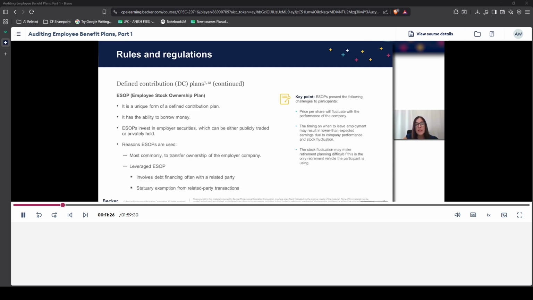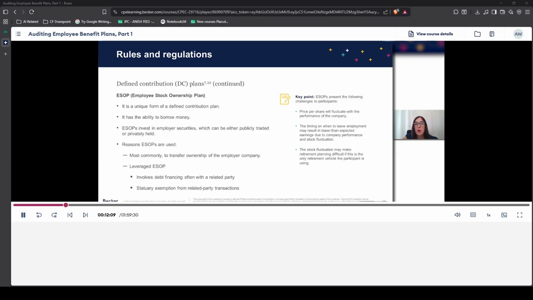Another type of DC plan that you may encounter would be an ESOP. This is an employee stock ownership plan. With your employee stock ownership plan, again, you still have your individual account balances, but generally you only have contributions from the plan sponsor in an ESOP. A couple of the unique attributes about an ESOP is that they are allowed to borrow money to purchase additional employer securities, because that's one of the unique attributes of the ESOP plan as well, is that they have to be primarily invested in employer securities.